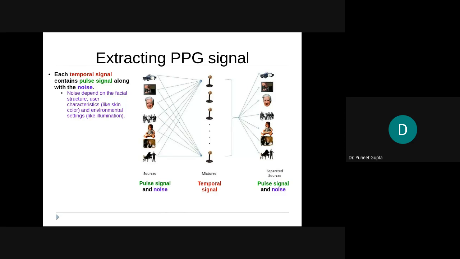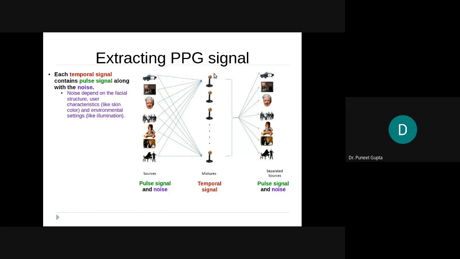So here we have multiple sources. This corresponds to something known as BSS, blind source separation. So here there are multiple sources. One of them is the thing that we want, and the rest are noise. So let's say one is my pulse signal, let's say this car, and the others are my noises due to various reasons.